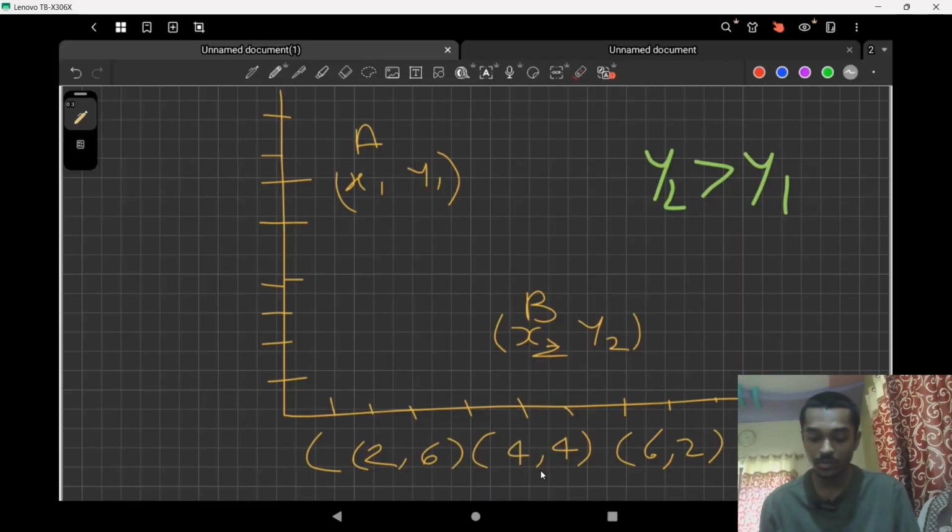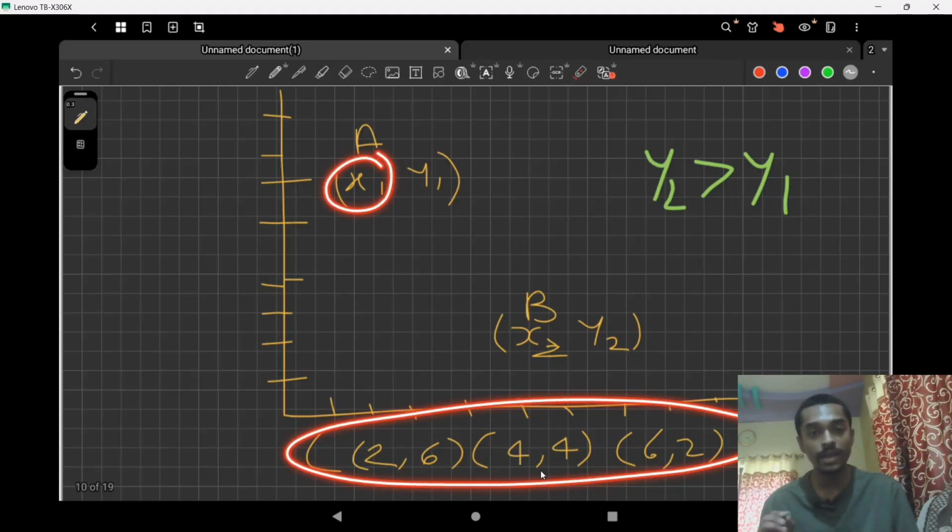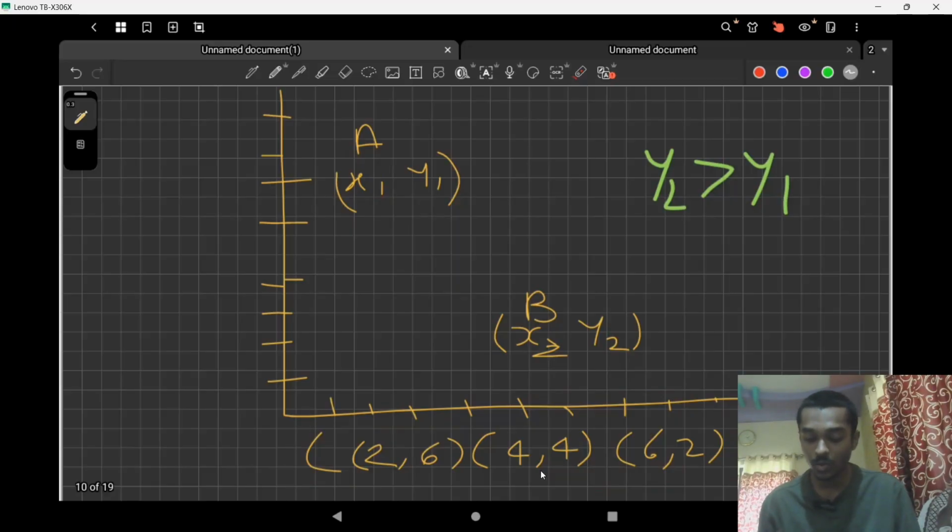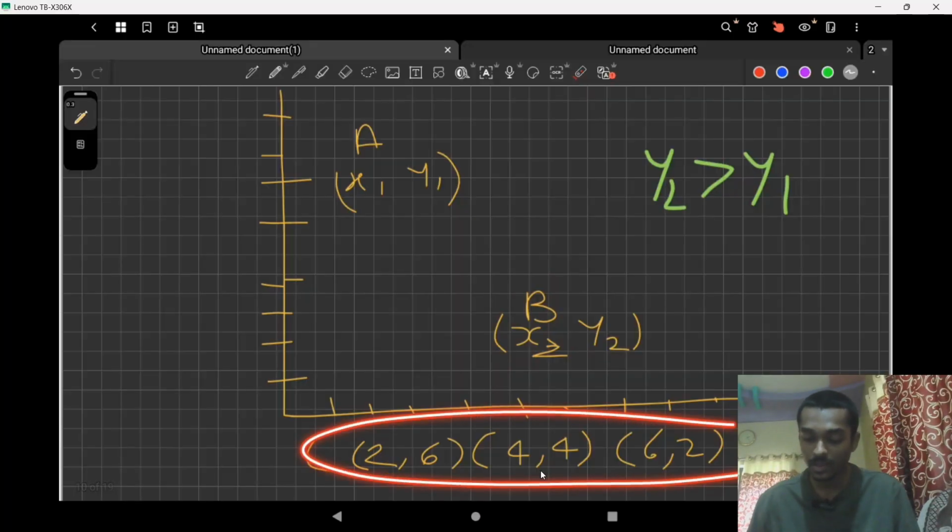So first we are sorting this array on the basis of x in ascending order, because we want our Bob on the right and lower side. If Bob is on the right side, that means his x value is always greater, and that's why we have to sort this array.